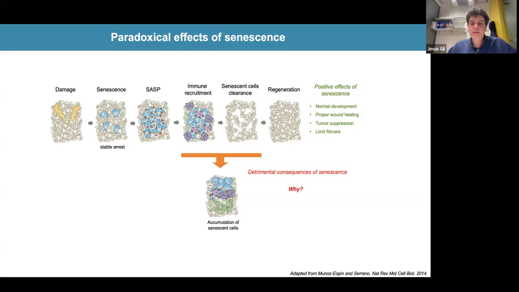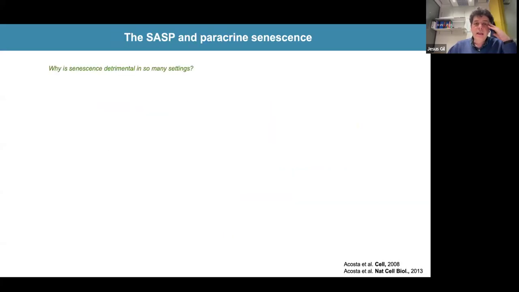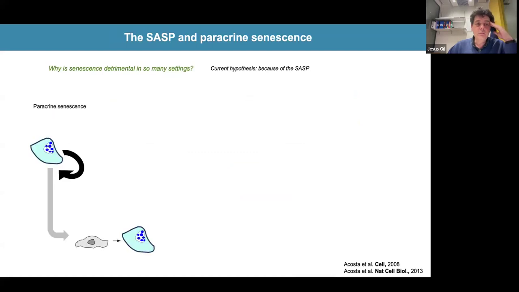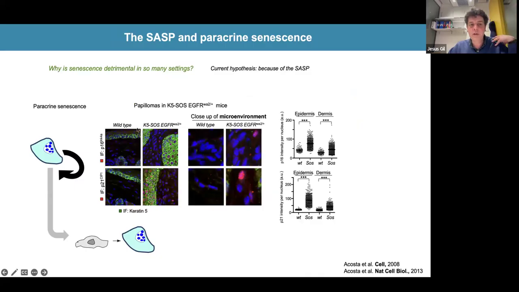And one of the questions that we still have not answered properly is why this accumulation of senescent cells has so many negative effects. And part of the current hypothesis, or the best explanation that we have, is because of the SASP. And this goes down to many years ago when we saw that, for example, the SASP of senescent cells was able, in an autocrine fashion, to reinforce senescence, and in a paracrine fashion, to induce senescence in other cell types.